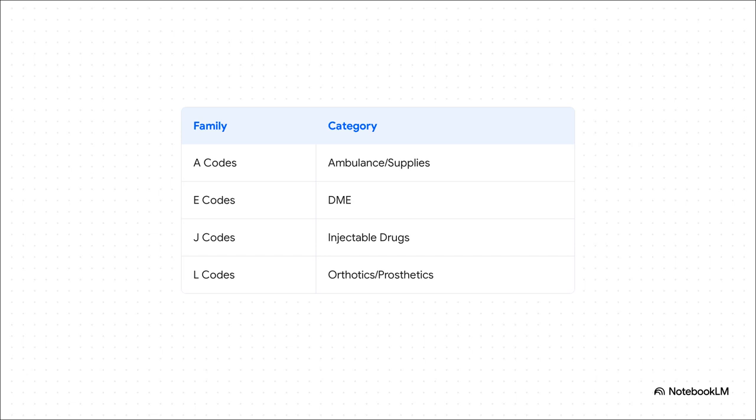Let's lock in some rapid mnemonics for these permanent codes so you can instantly recognize them on exam day. Ready? Think A for ambulance and supplies. Think E for equipment, specifically durable medical equipment. J is for injectable drugs. And L is for limbs and braces, which covers your orthotics and prosthetics. Literally just lock those 4 letters into your brain right now.